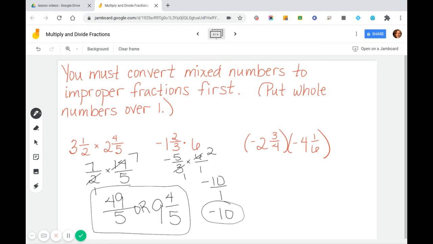I know that two negatives end up making a positive when we're multiplying and dividing, so I'm not even going to worry about the signs anymore. I'm just going to go ahead and change these to improper. 4 times 2 is 8. 8 plus 3 is 11. Keep the bottom on the bottom. 6 times 4 is 24. Plus 1 is 25. Keep the bottom on the bottom.